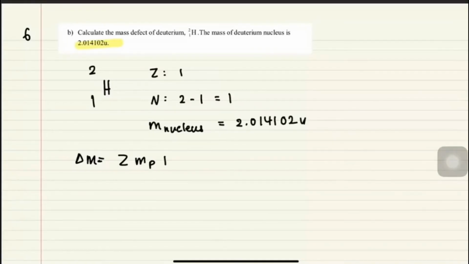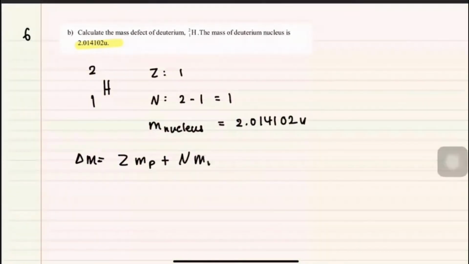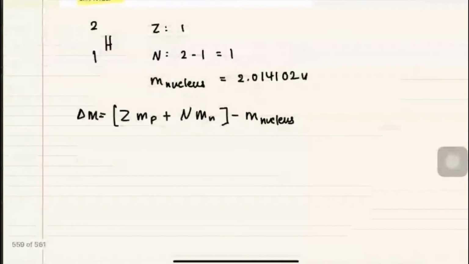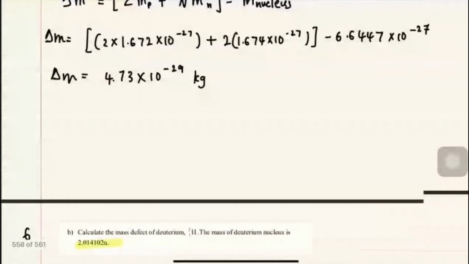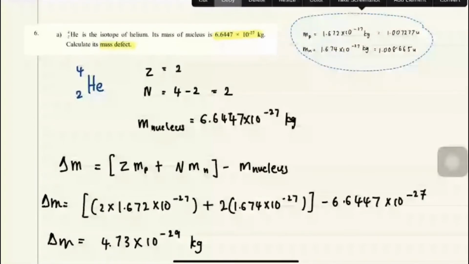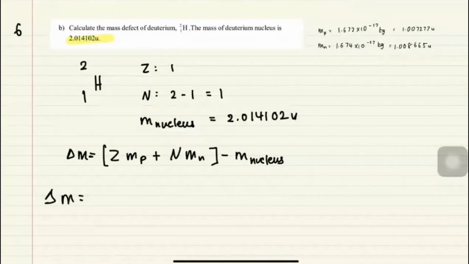Okay, now you can apply the formula. Delta M is equal to Z times mass of proton, plus N times mass of neutron, minus mass of nucleus. Okay, again, copy this one, yang value ni. Kalau ikut soalan yang this time, you want to use kilogram ke U? U. U kan? Sebab mass of nucleus tu dia beri dalam U. So might as well you use everything in U. Alternatively, you can convert this one to kilogram lah if you want to. Boleh convert, tak ada masalah.